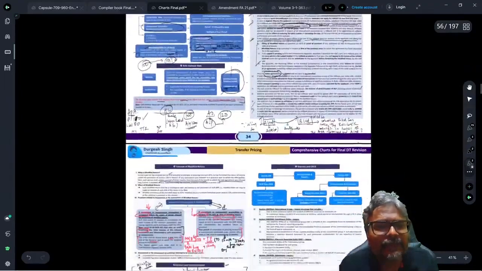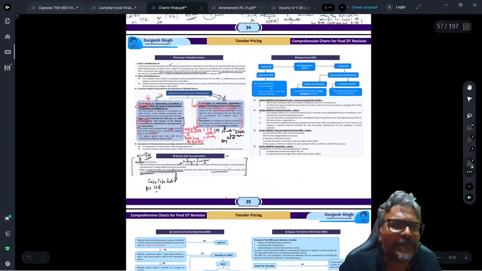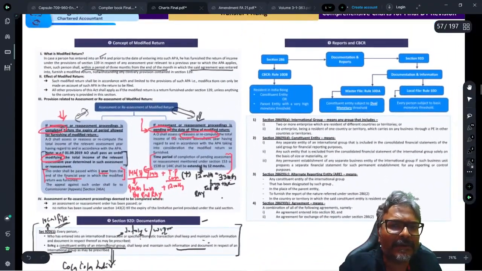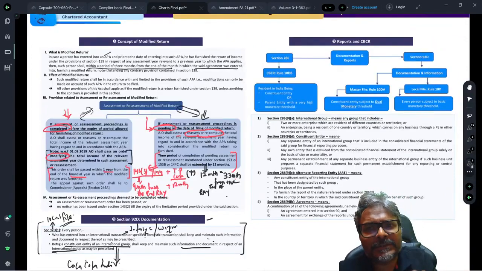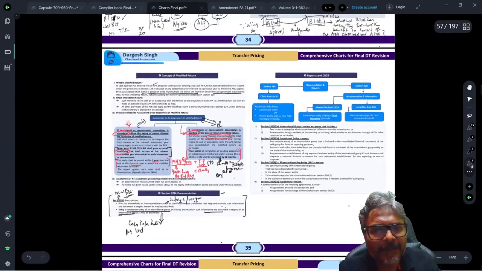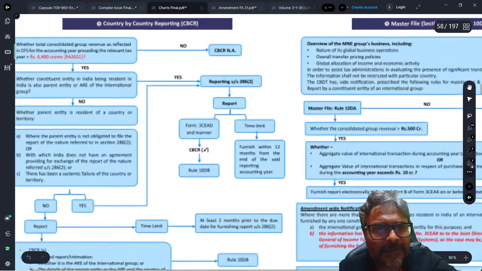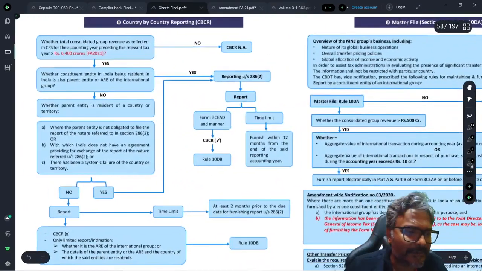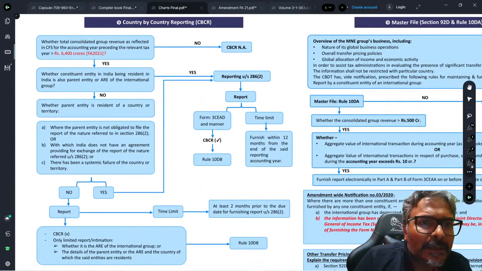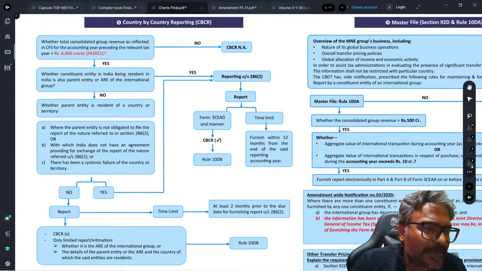Now, the next and most important, two more documents to go, students. One is the CBCR, country by country reporting, and another, as you all are aware, is the master file. So I will first take you to the CBCR, and then to the master file. So let's come to the CBCR first. CBCR, as you all are aware, is a huge and massive one, the country by country reporting which is required in this context.